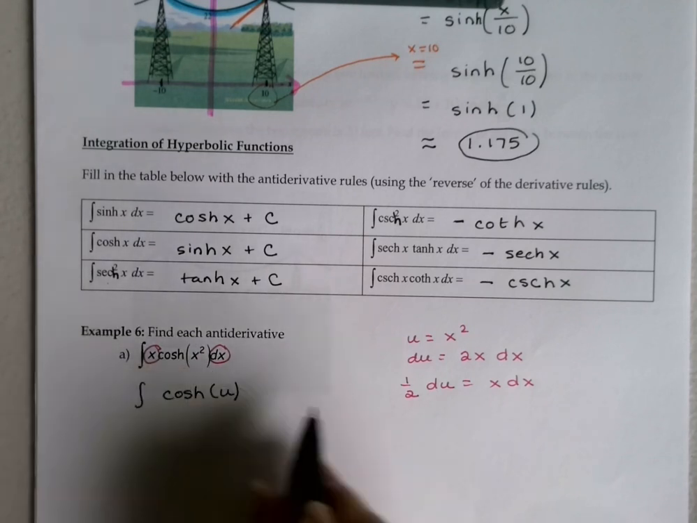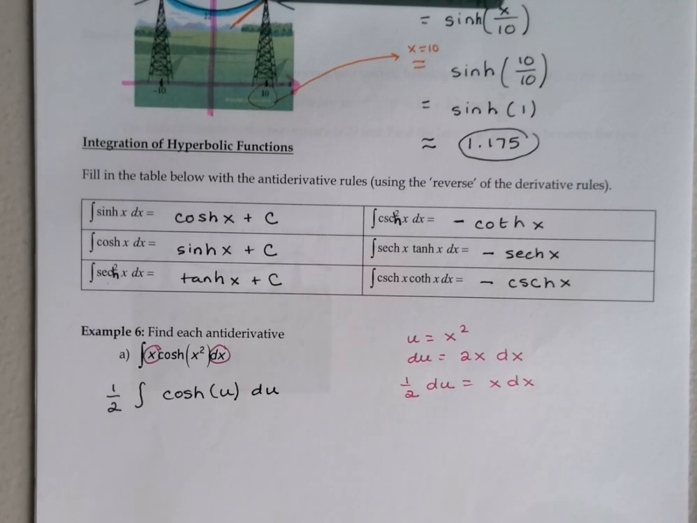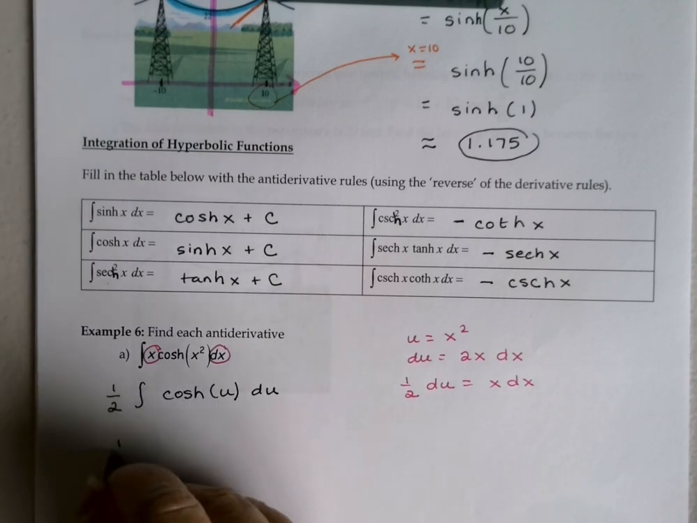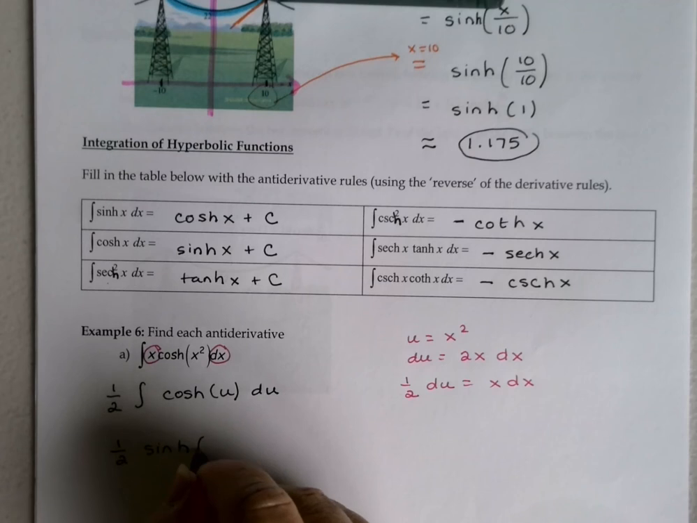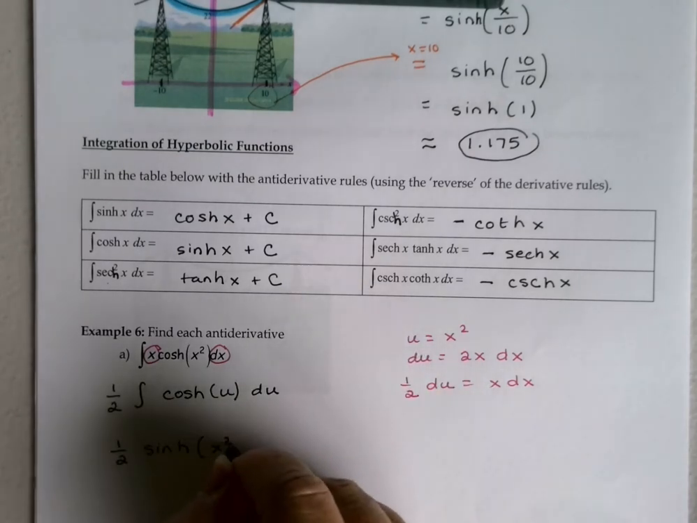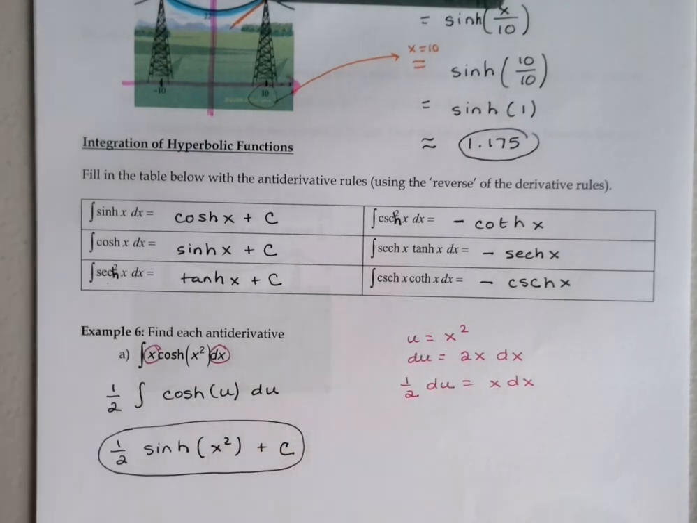And then I replace the x dx with a 1/2 du. Integral of cosh u is sinh u. And I'm going to put the u back in, that's x squared. So all of our usual rules for integrals, u substitutions, all that kind of stuff still applies.